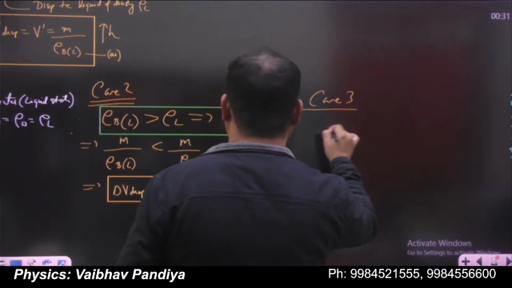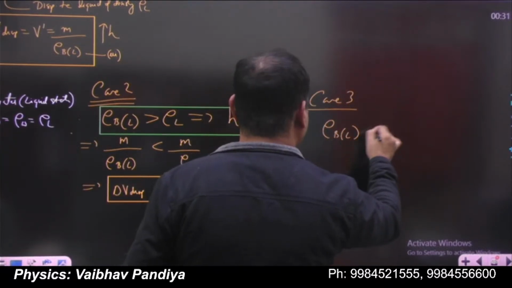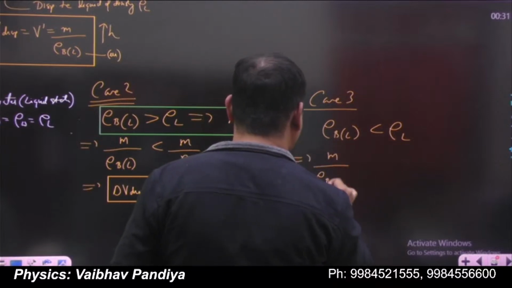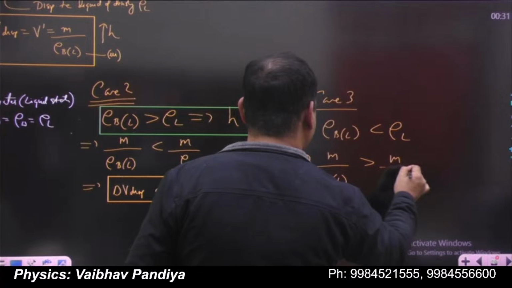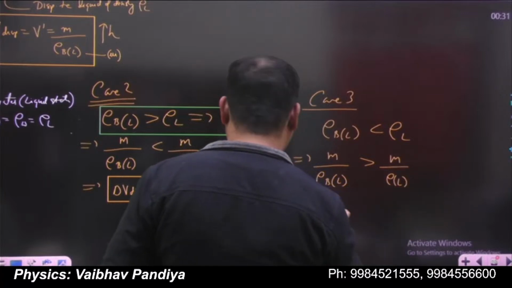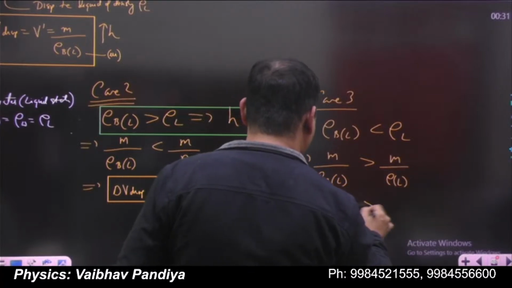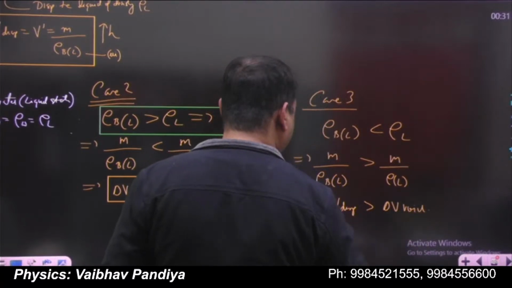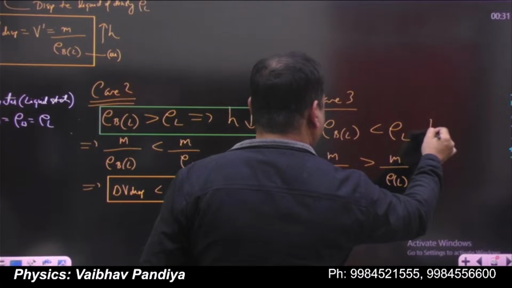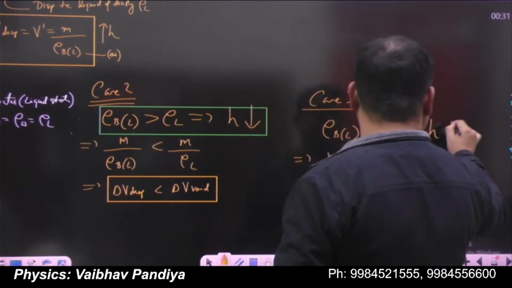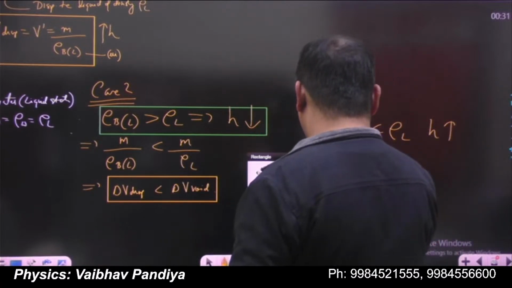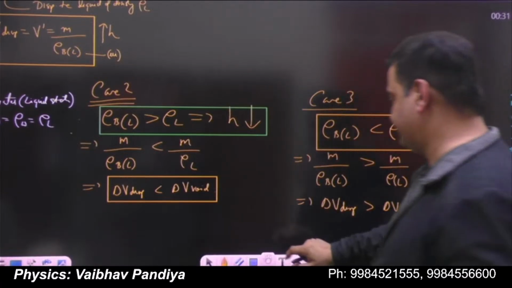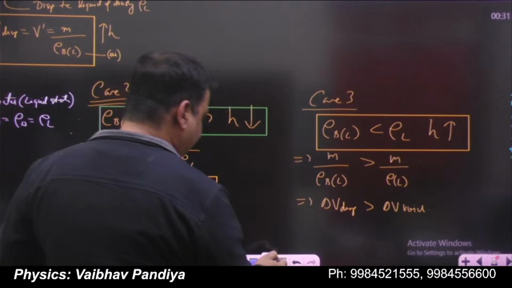Now you can do the third analysis yourself, the straightforward opposite of case 2. Case 3, if density of the body in liquid state is less than the density of liquid, so you can say m by density of body in liquid state is more than m by density of liquid. So you can say delta V displaced will be more than delta V void. So the decreasing H effect is not dominating; the increasing H effect is dominating, displaced volume is more, so height will increase. Got it? So we got the 3 cases in the melting case.